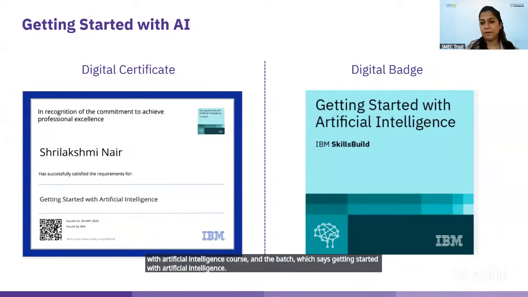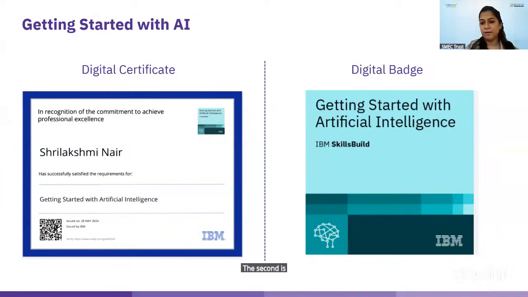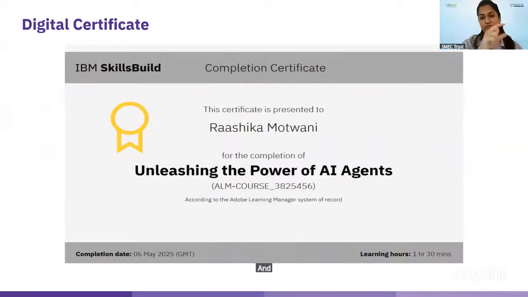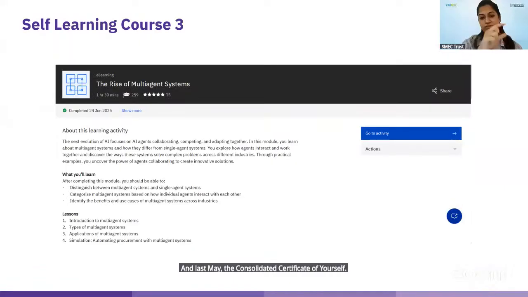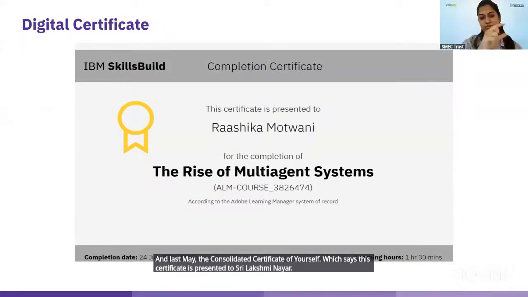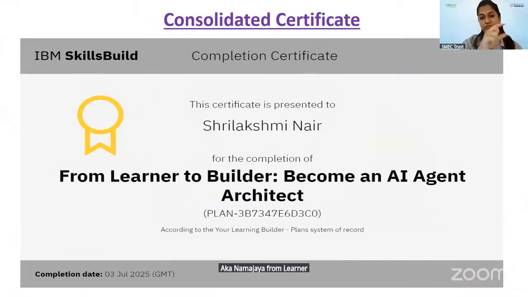So this is one certificate and one digital badge of one self-learning course. The second is this certificate and the badge of that course. The third is the certificate and badge of this one. So in total, 3 certificates and 3 badges for the self-learning courses, and lastly the consolidated certificate of yourself, which says this certificate is presented to Sri Lakshmi Nair. Your name will come there, from Learner to Builder, Become an AI Agent Architect.